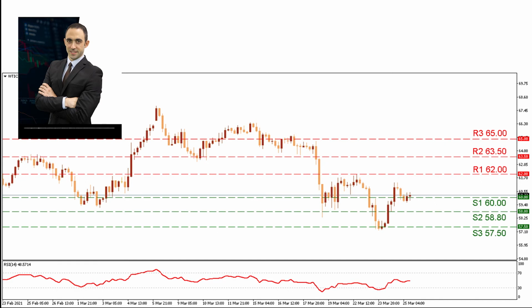Higher, we have also noted the R2 63.50 barrier and even higher the R3 65 resistance line, which may also be in focus for the buyers. In the opposite direction, our first support is at the round number S1 60 level, which we believe is a magnet of price action at this moment. Lower, we have set a line at the S2 58.80 line that was only breached once in March, and that was on the 23rd. Finally, even lower, the S3 57.50 barrier is looming and is the lowest level reached for WTI since mid-February.